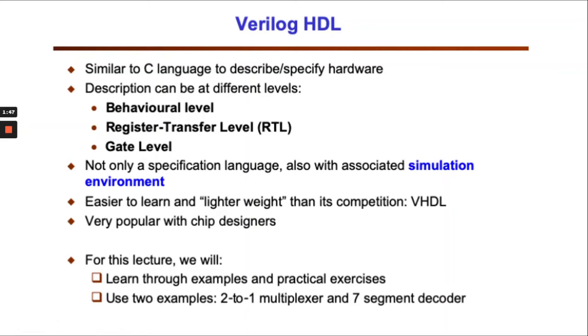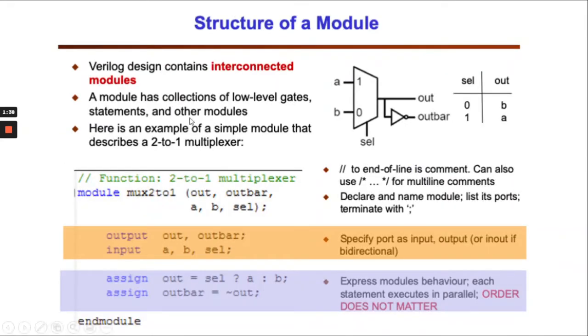So in this lecture, we're going to use two examples. The first one is the 2-to-1 multiplexer, and the second one is the 7-segment decoder. So this is the structure of a module, and we're going to discuss it. If you look at the block diagram, you can notice this is a multiplexer. We know that this is a 2-to-1 multiplexer. We have 2 inputs to the multiplexer and 1 output from the multiplexer.